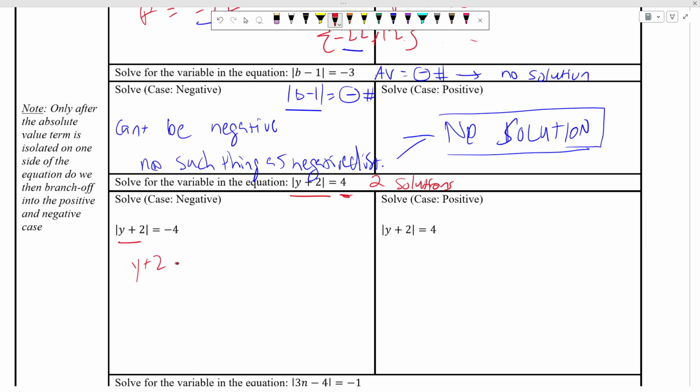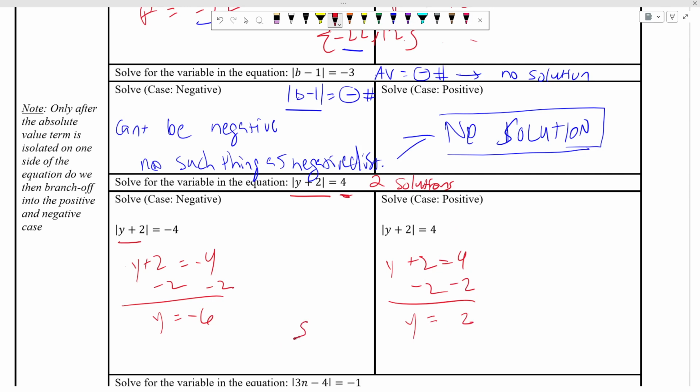So you're left with y + 2 equals -4, subtract 2, subtract 2. This becomes y equals -6. That's part one of your answer if you look at it from the negative perspective. Now let's look at it from the positive perspective. y + 2 equals 4, subtract 2, subtract 2. This becomes 2 equals y. So when you look at this scenario from the positive case, then you get 2.